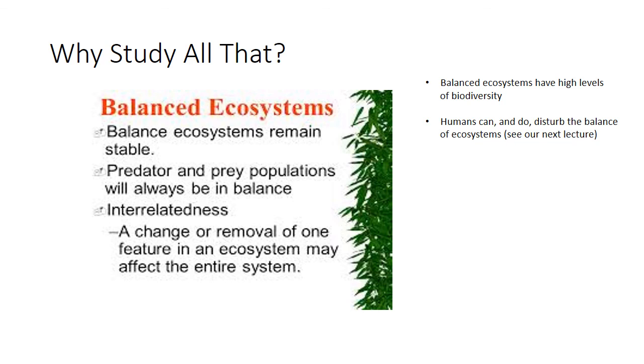Then two important points before we proceed to the next lectures. Balanced ecosystems have high levels of biodiversity. What's biodiversity? Again, we will talk in somewhat more detail in the next lecture. And probably the most important point in the entire series of ecology. Humans can and do disturb the balance of ecosystems. Our activities are harmful for life on Earth. See, historically, humans were egotistic. They used nature for their needs, and they did not care about the needs of the nature.